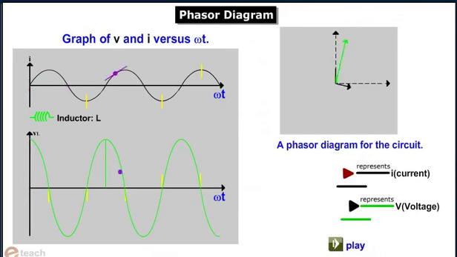Phasor diagram. On the left hand side, you can see the graph of voltage and current versus omega t, and on the right hand side, a phasor diagram for the circuit is shown. Click on the play button.